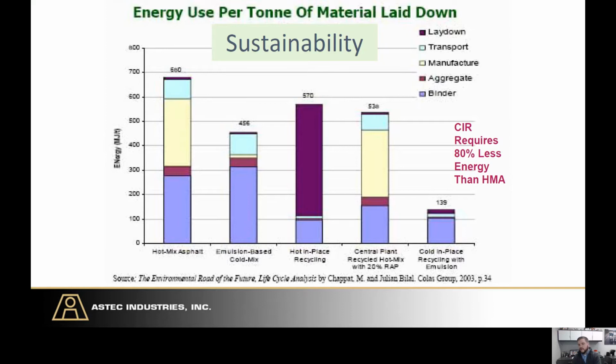And just more environmental material, CIR, the takeaway here is CIR requires 80% less energy than HMA. And this is from a Colas study that they did.